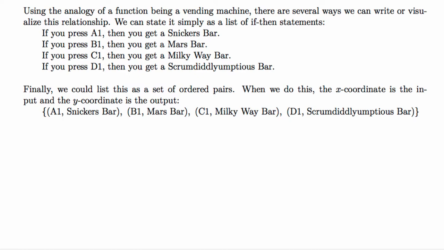And finally, we could also list this as a set of ordered pairs. When we do this, the x-coordinate is the input, and the y-coordinate is the output. So instead of saying if you press A1, then you get Snickers bar, we would simply have the ordered pair A1, Snickers bar. These are only 4 of many ways that we can represent a function.